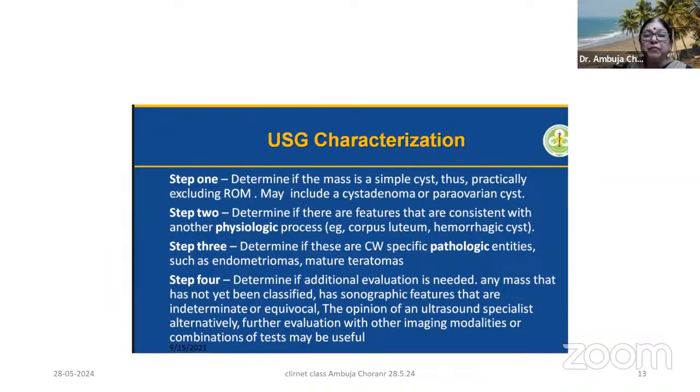Step 4 is to determine if additional evaluation is needed. Any mass that has not yet been classified has sonographic features that are indeterminate or equivocal. The opinion of an ultrasound specialist, or alternatively further evaluation with other imaging modalities or a combination of tests, may be useful. This is what is first and foremost very important: you are the first ultrasound specialist. You don't need to immediately send it to any specialist ultrasound. You can do all these things.